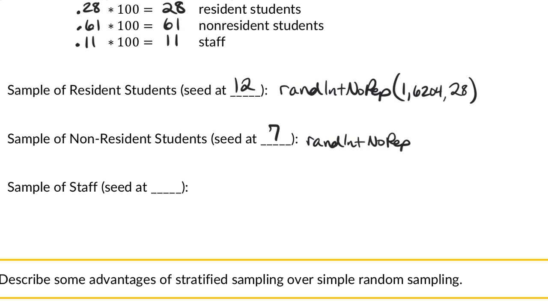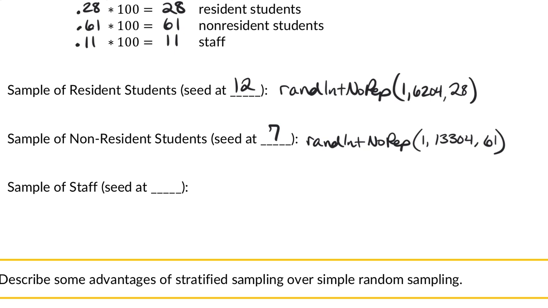This time, what's our lower limit? What's our upper? 13. And how many are we choosing? 61. That's our sample size. Very good. As long as you do that in your calculator, check with your neighbor to make sure you have the same list. These lists have 61 numbers in it.